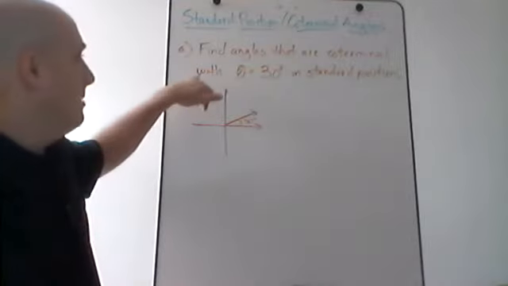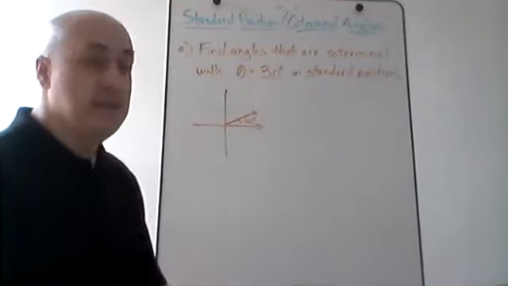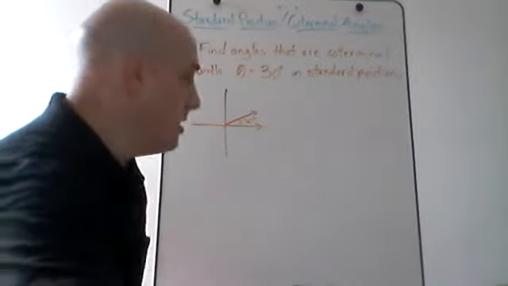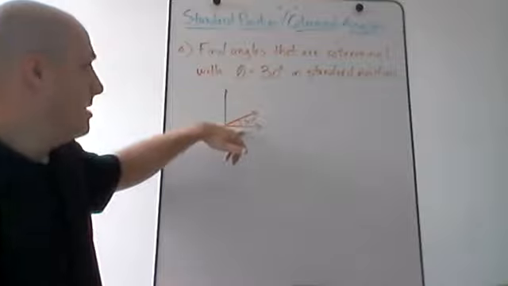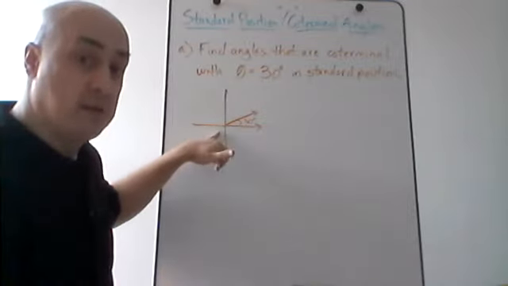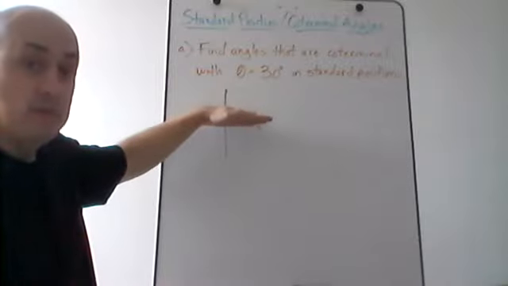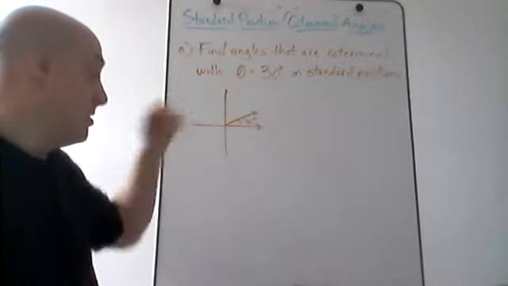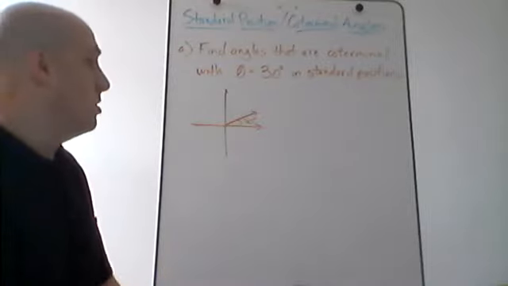All right, so our first example: we're going to find angles that are coterminal with theta equals 30 degrees in standard position. Here's my angle of 30 degrees in standard position. The initial side is on the positive x-axis, the vertex is at the origin, and I'm rotating upwards in the counterclockwise direction, since it's a positive angle. So there's my angle of 30 degrees, and I want to find some angles that are coterminal with this one.